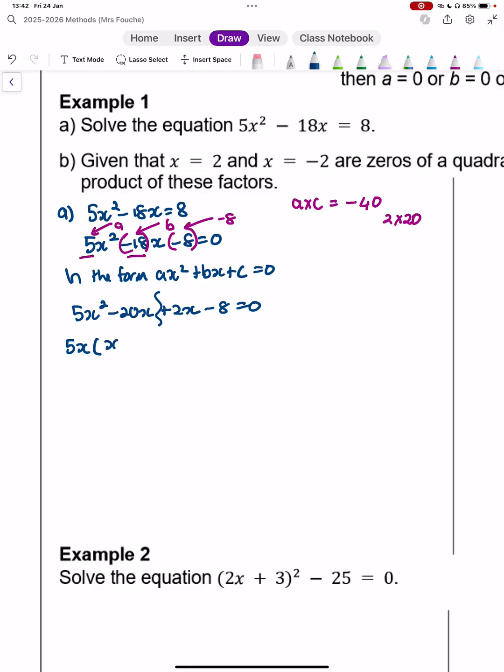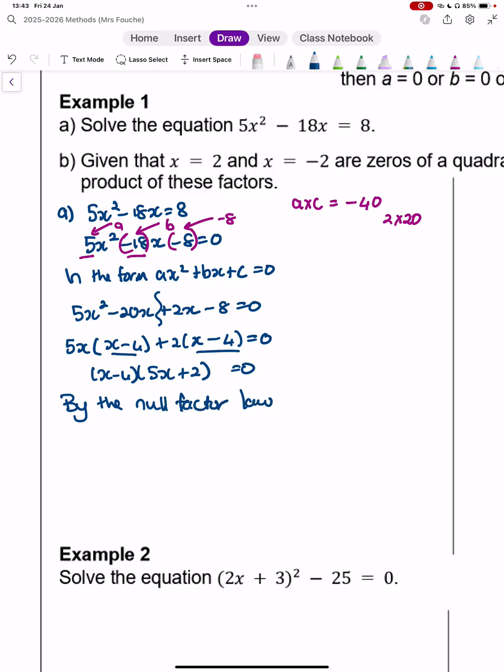So 5x, and I'm left with x take 4, and take out a common 2 there, and I'm left with x take 4. And if I've done it correctly, I've got 2 terms that can be factorized out as common factors. In this case, x take 4, and what's left over is the 5x plus 2. I then say, using the null factor law, and I have x equals 4 or x equals negative 2/5.